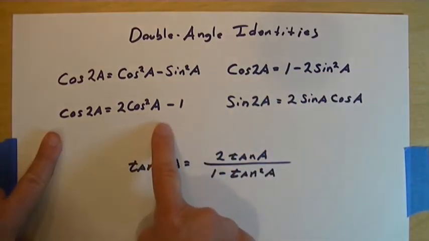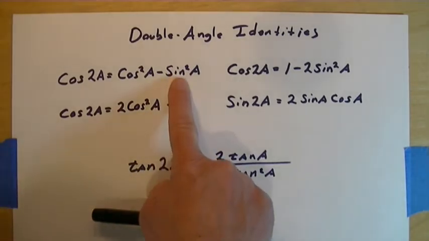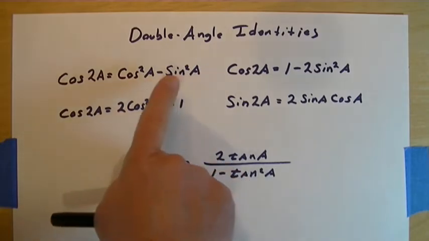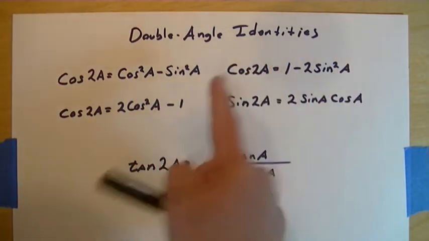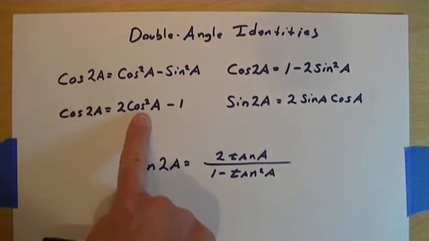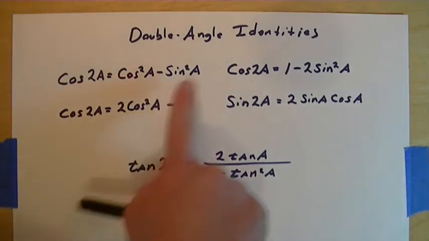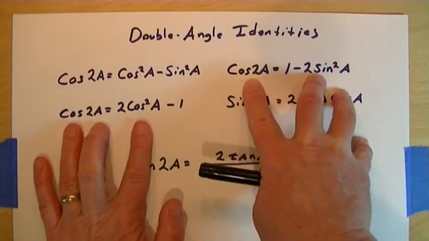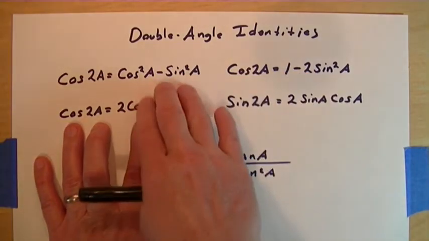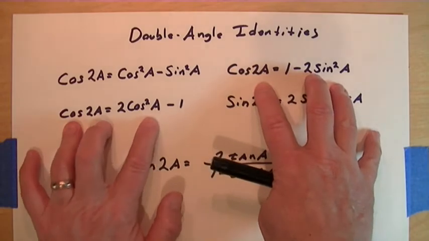So if I replace the sine squared with 1 minus cosine squared, I get cosine squared minus 1 minus cosine squared, a negative, which is a plus, so I end up with 2 cosine squared a minus 1. So these two, I call them corollaries, right? If you got this one, then these two just follow on.